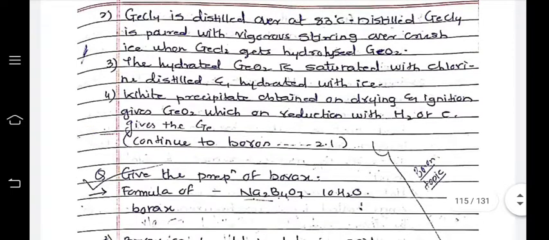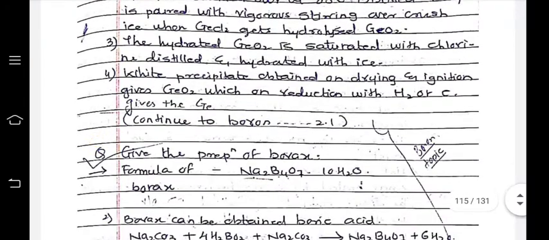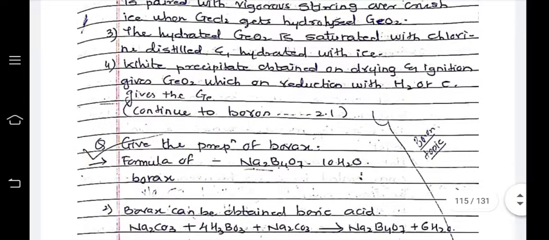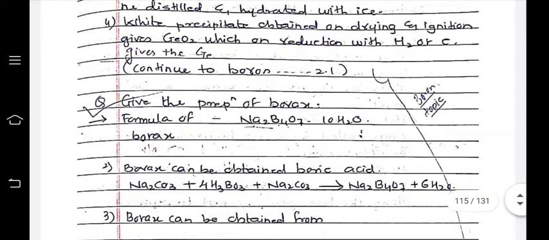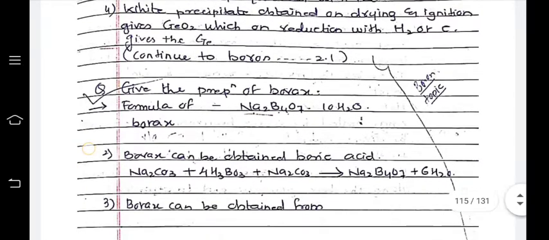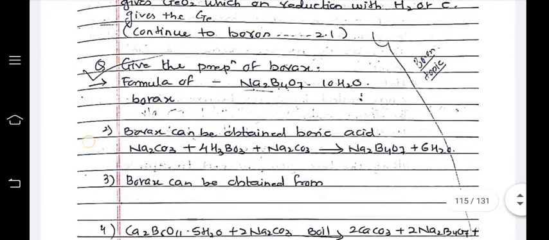Distilled GeCl4 is sprayed with vigorous stirring over crushed ice, when the GeCl4 gets hydrolyzed to GeO2. The hydrated GeO2 is saturated with chlorine, distilled, and hydrolyzed with ice. The white precipitate obtained is filtered and ignited to give GeO2, and reduction with H2 or carbon gives germanium.